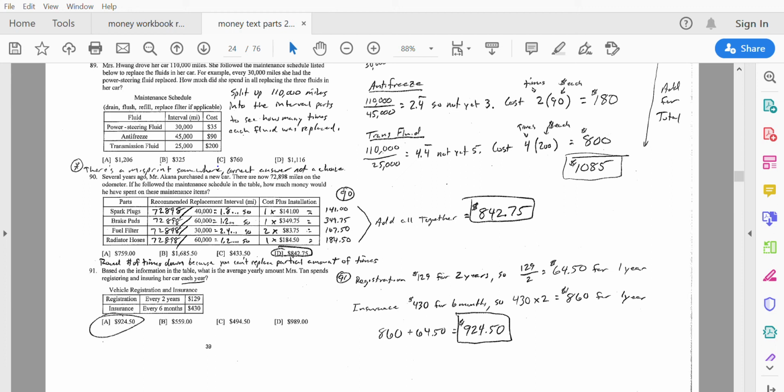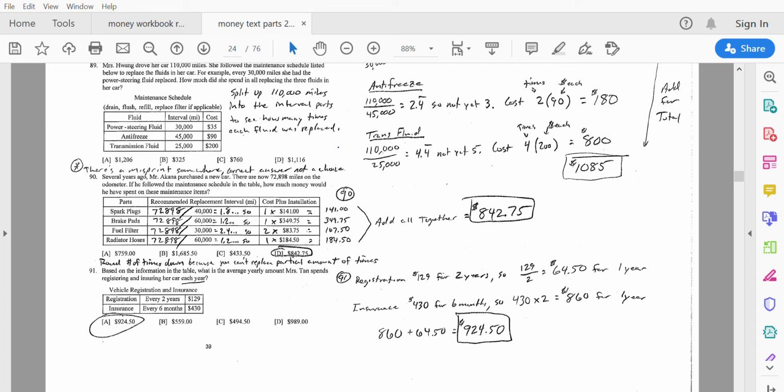Brake pads, every 60,000. So we divide what he has, 72,898 divided by 60 is 1.2. So he's only had to pay for that once. That's $349.75. Fuel filters is every 30,000. So we divide, it comes to be 2.4. So he's had to do it 2 times. Not yet 3. This is the one that's a big difference. 2 times at $83.75 has so far cost him $167.50. Radiator hoses, you divide by 60,000, comes to be 1.2. So he's only done it once, so that's 184.